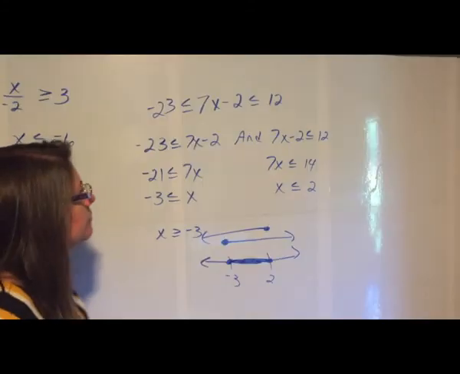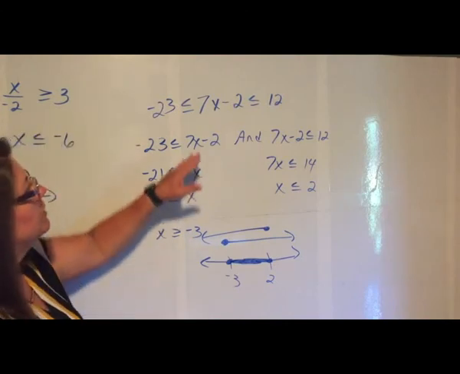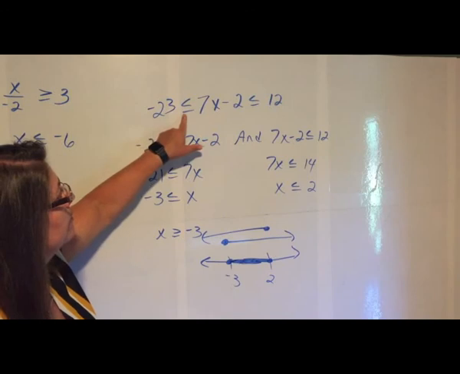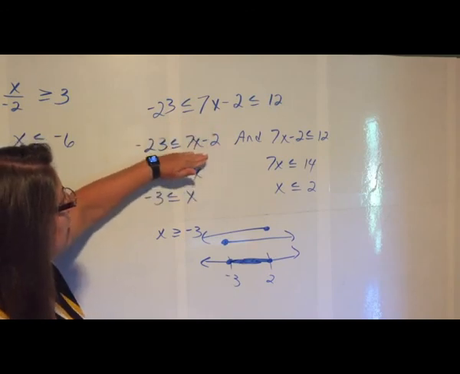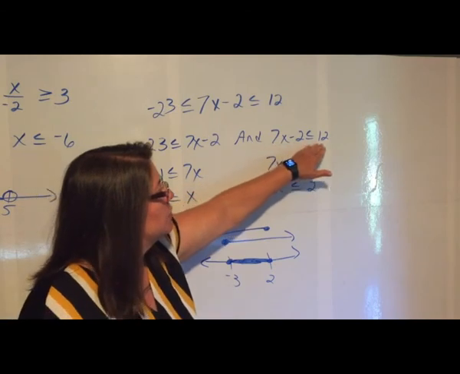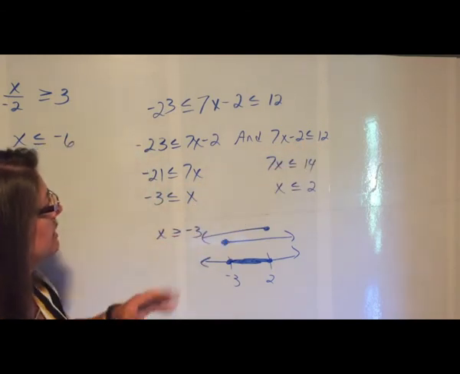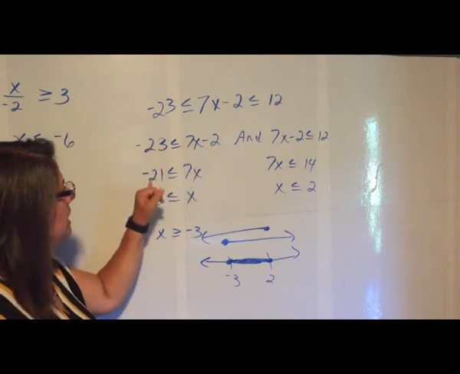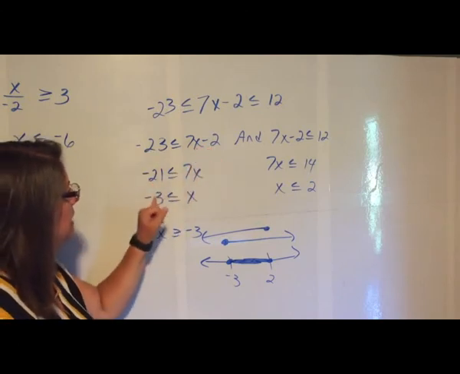For my second example, it's an AND inequality. I had to separate them first. So -23 is less than or equal to 7x minus 2 goes on the left. And in the middle, 7x minus 2 is less than or equal to 12 goes on the right. Then I solve each inequality separately. I add the 2, get -21. I divide by 7, get -3.